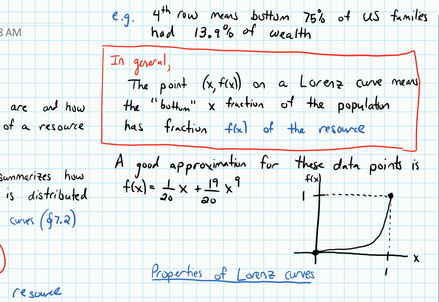I'm also going to draw one extra curve in this: the diagonal line y equals x. Y equals x is called the curve of perfect equity. And I'll talk about why, but there's a connection between y equals x and the resource being perfectly equally distributed in the population. Okay, so what are some properties of Lorenz curves in general?